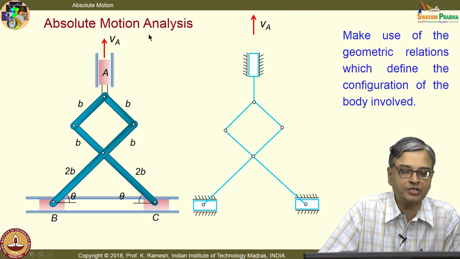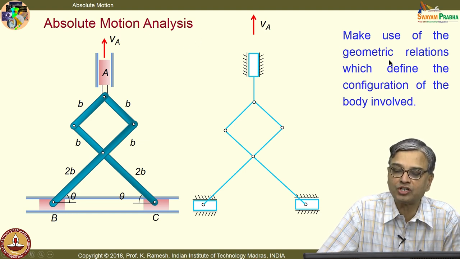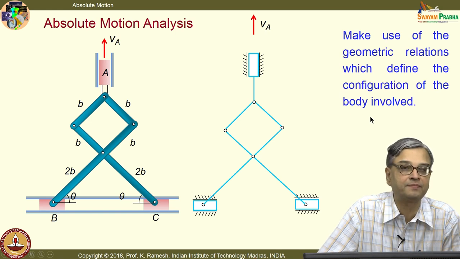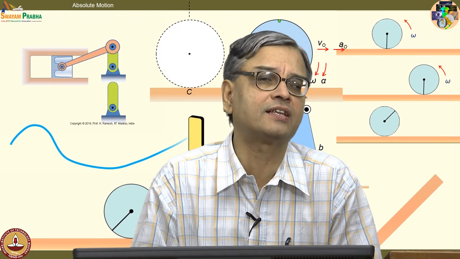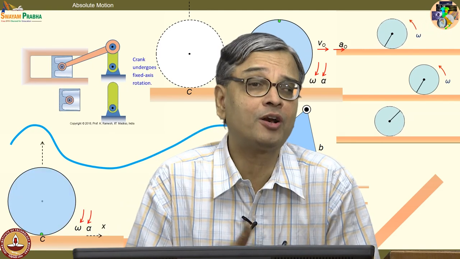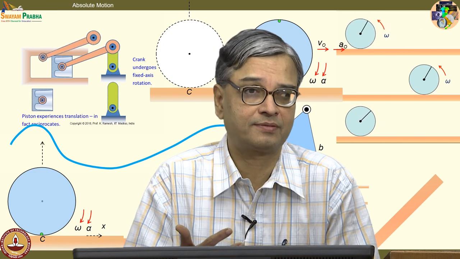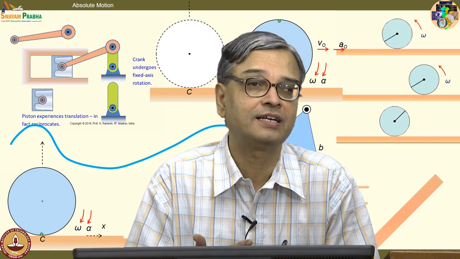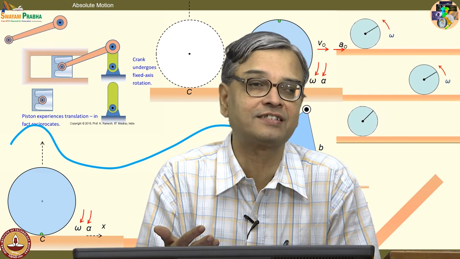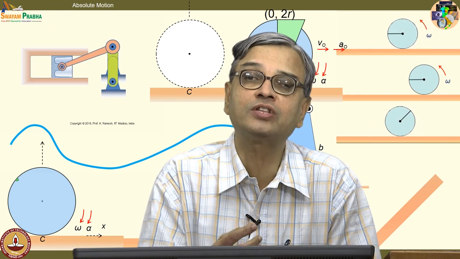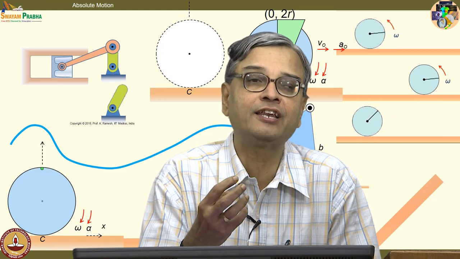And in absolute motion analysis, what you do is make use of the geometric relations which define the configuration of the system involved. A class of problems you can attempt to solve by using absolute motion, but it may not be convenient to solve all problems. So, you need to develop newer methodologies. That is why we have translating axis, rotating axis and so on, so that you are able to perceive the relative motion much more easily than an absolute motion.